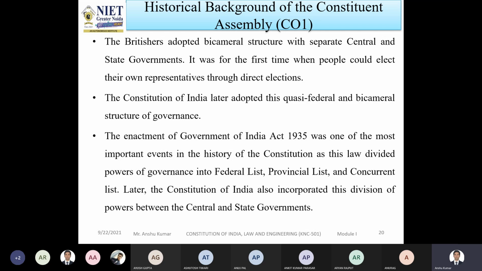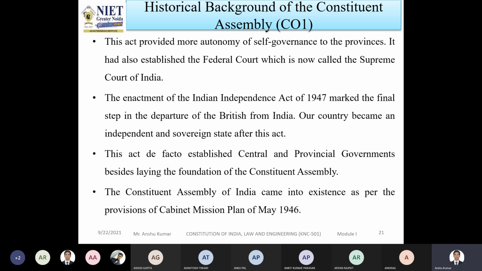One of the most important events in the history of the Constitution of India was the enactment of the Government of India Act 1935. The Indian government, during the framing of the Constitution, adopted most of its parts from this law. It divided the power of governance into the federal list, provincial list, and concurrent list. Later, the Constitution of India also incorporated this division of power between the central and state, divided into the state list, concurrent list, and union list. You will also learn this in the center-state relations.